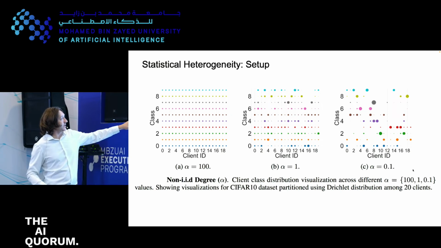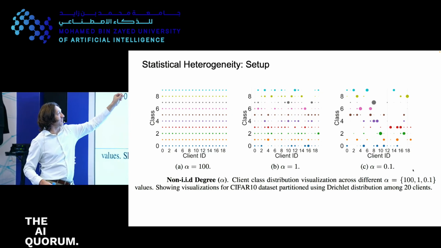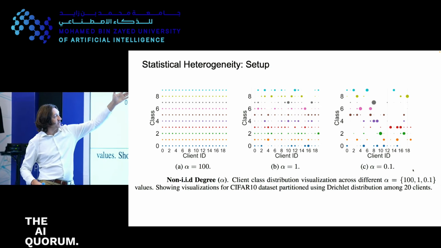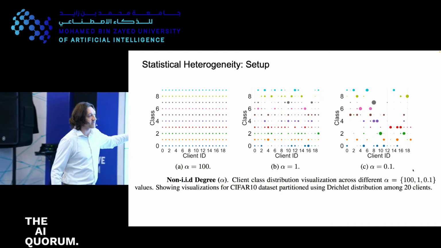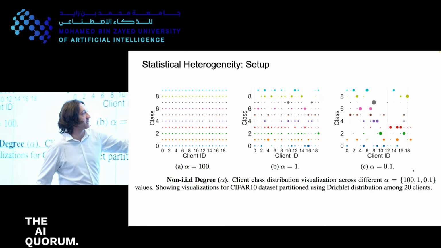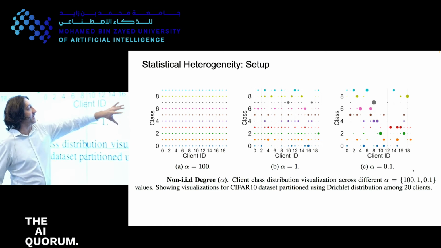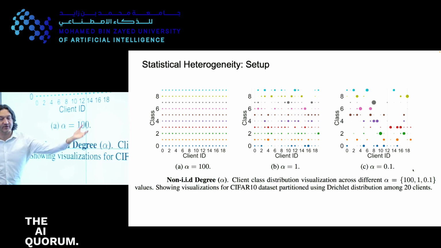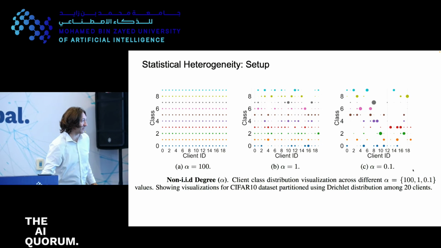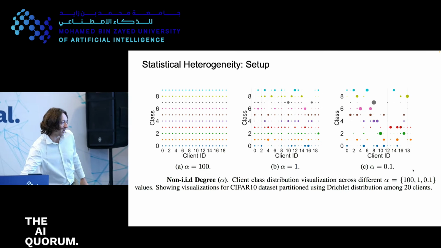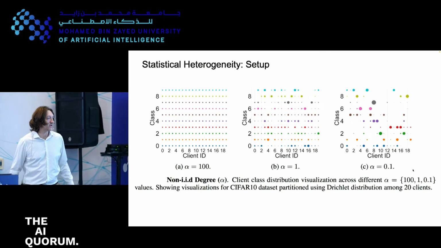Basically, the diameter of this dot corresponds to how much this particular class is represented on this particular client, right? And as you increase this alpha parameter for the Dirichlet distribution, you're going to see an increasing heterogeneity in the diameters of your colored dots. And this corresponds to increased statistical heterogeneity, which creates a problem for most federated learning algorithms.